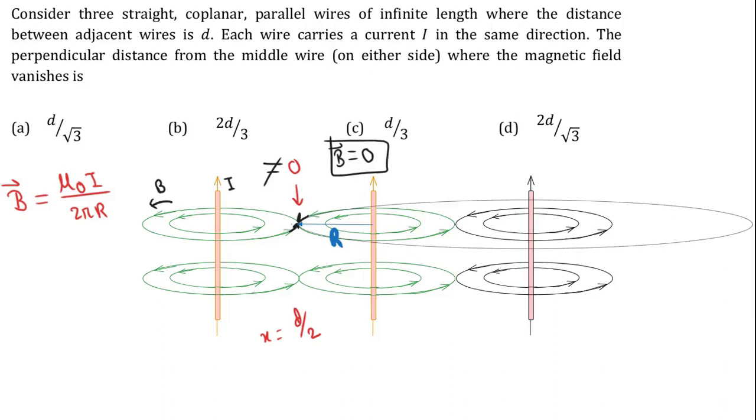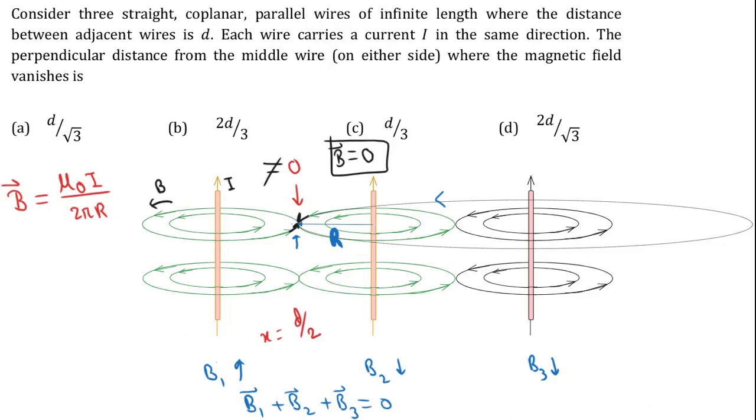The magnetic field is 0, and since the magnetic field adds up vectorially, we have to consider the directions. Magnetic field due to 1 we can see going in the upward direction, due to 2 goes in the downward direction, and due to 3 again we can see that it goes this way, which means at this point it goes in the downward direction. Which means B1 plus B2 plus B3 must be equal to 0.